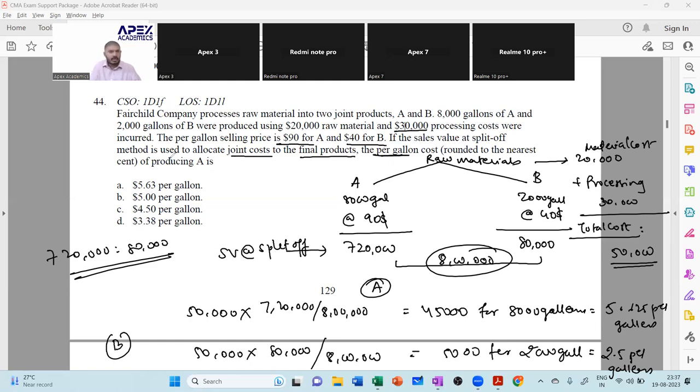The per gallon cost of producing A, 5.625, rounding off, 5.63. Your sum is solved here. I don't think there should be any scope of doubt.